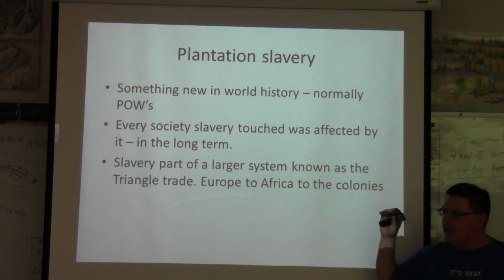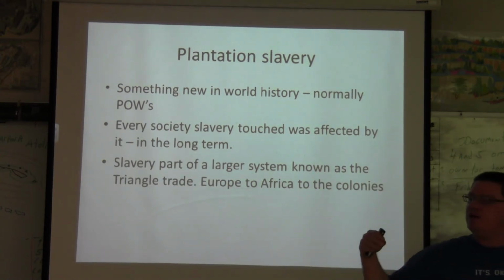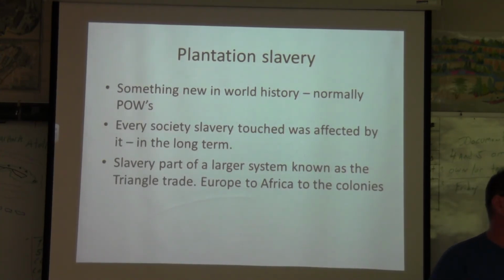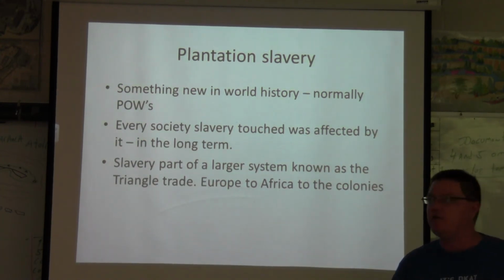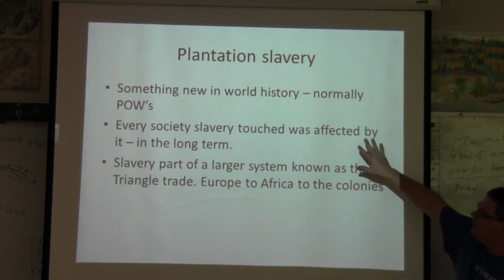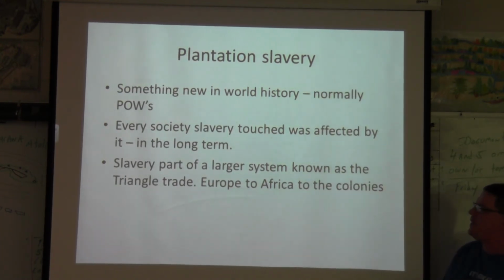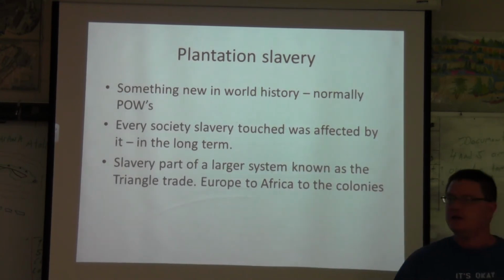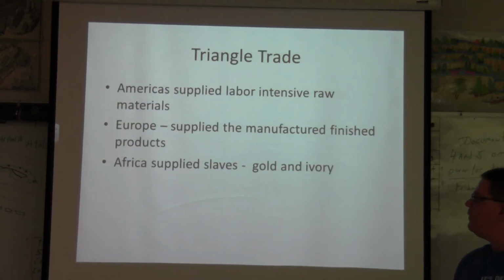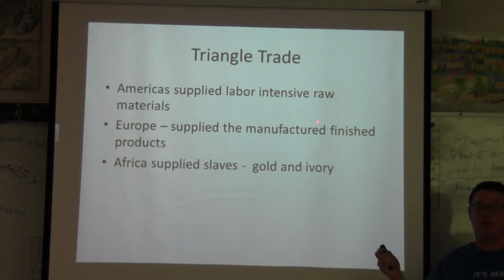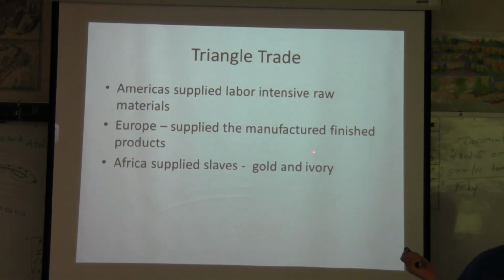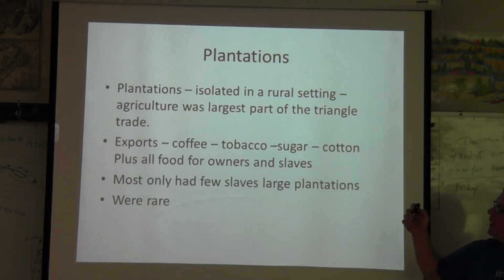Slavery did not begin as a result of racist principles. It was to fill an economic need, but slavery will grow as a result. And every society that was touched was affected in the long term. Slavery is an integral part of the triangle trade, as the Americas supply the labor-intensive raw materials: lumber, sugar, tobacco, cotton, gold, silver. Europe supplied the manufactured products, and Africa supplies the slave labor.